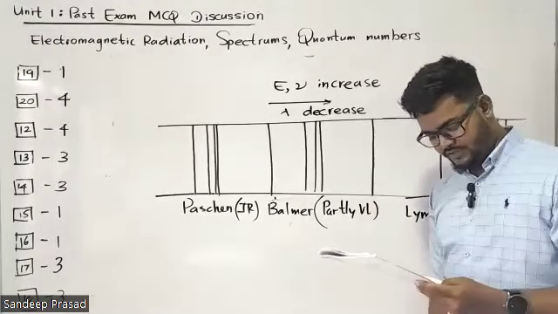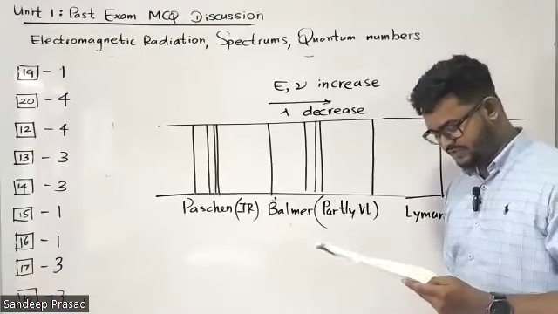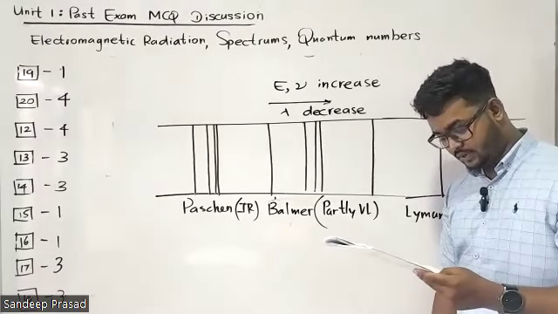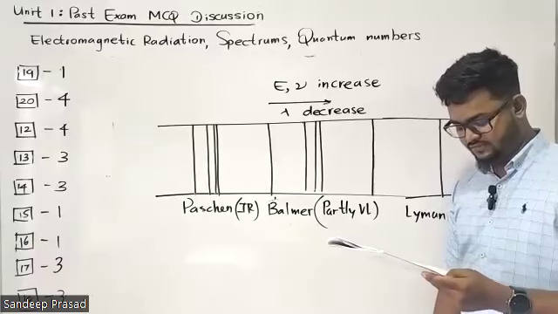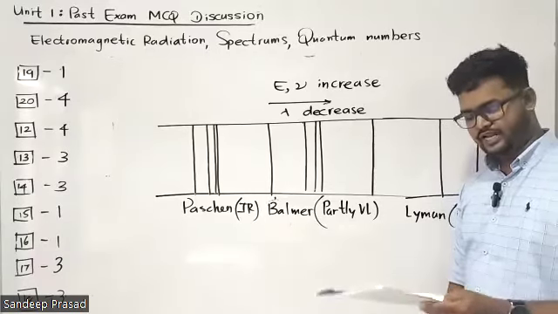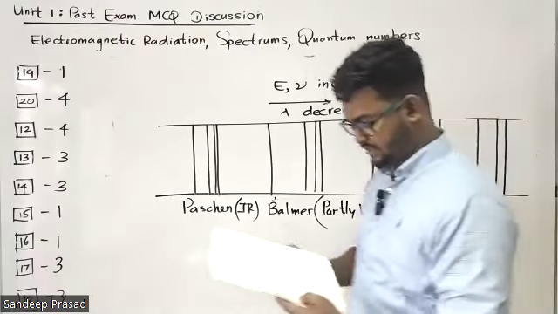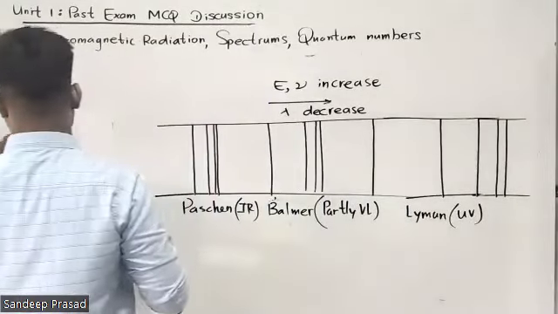Next one, e over m ratio of cathode rays was first shown by Millikan, Faraday, Rutherford, Chadwick, none of the above. We know that actually that is shown by Rutherford. So therefore question number 21, answer is number 5.